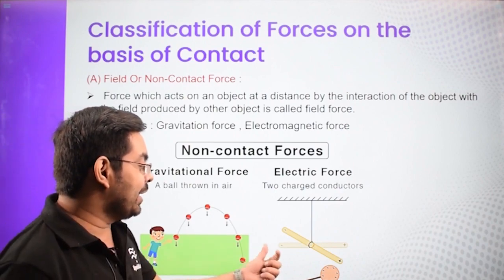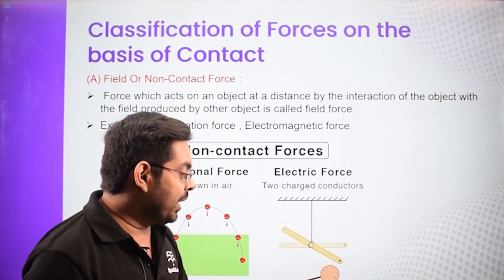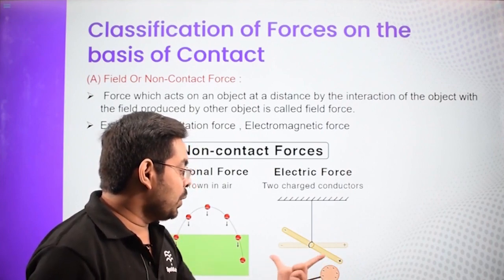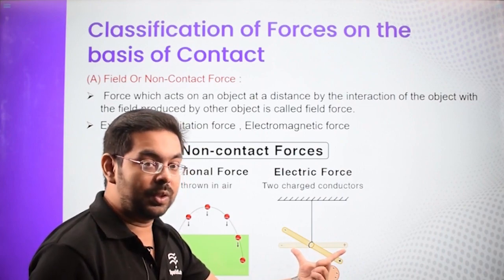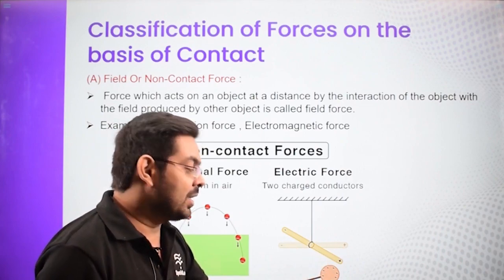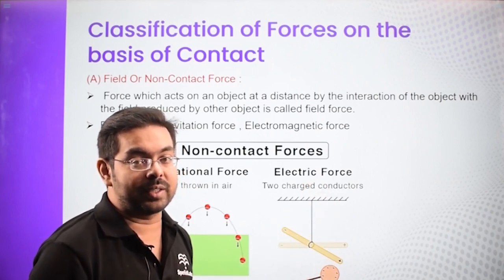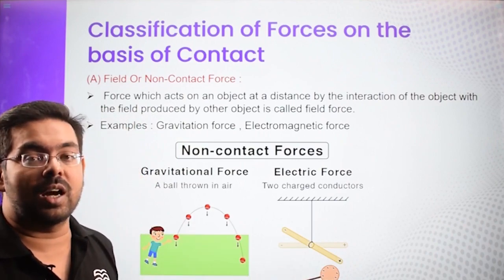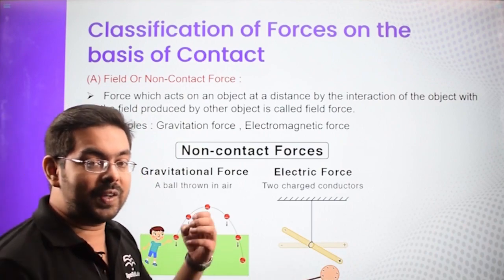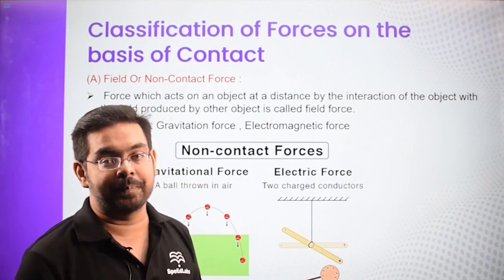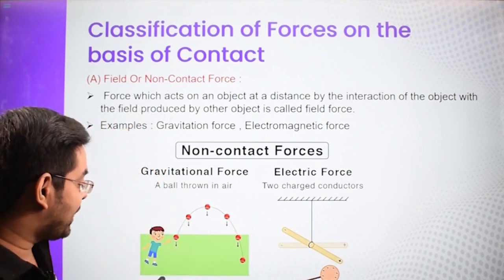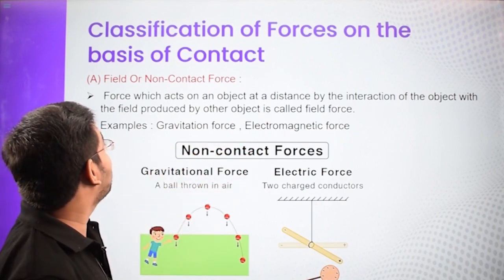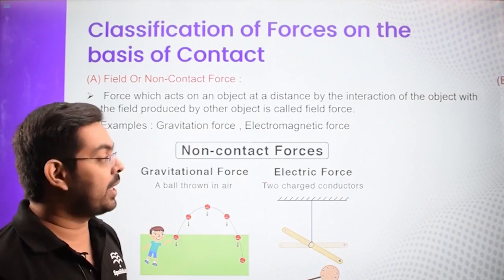Similarly, if there was a rod, horizontal and charged, and we bring another charge near it, what will happen? It will be attracted without any real contact between the rod and the other charge. How is it happening? With the help of electrostatic fields. So here too there is no need for contact. These two main forces are called field forces, right.